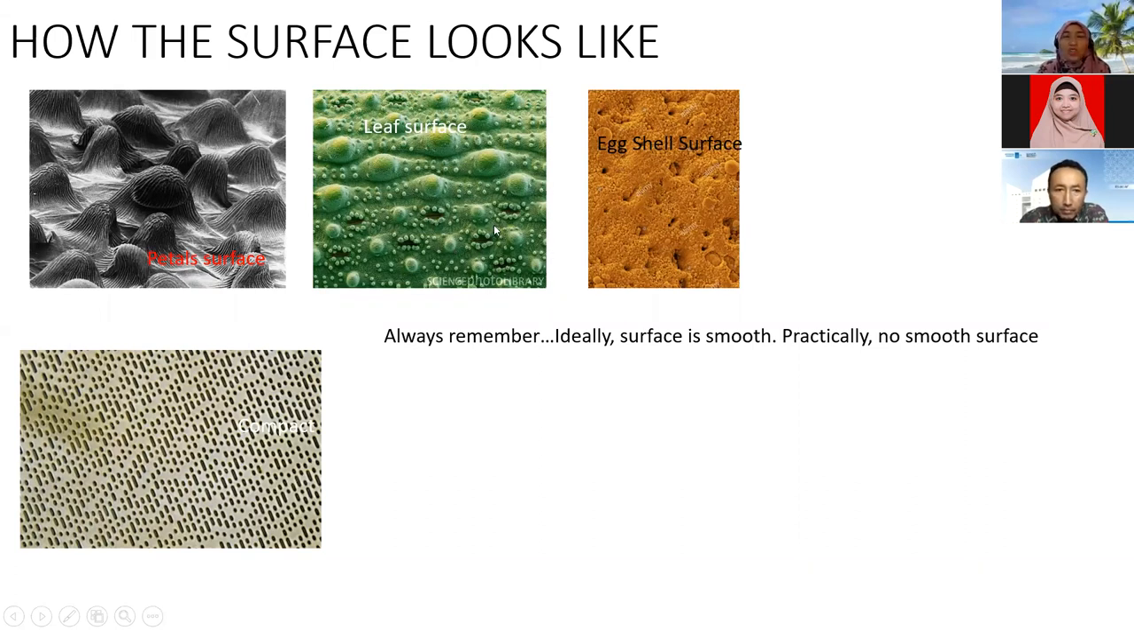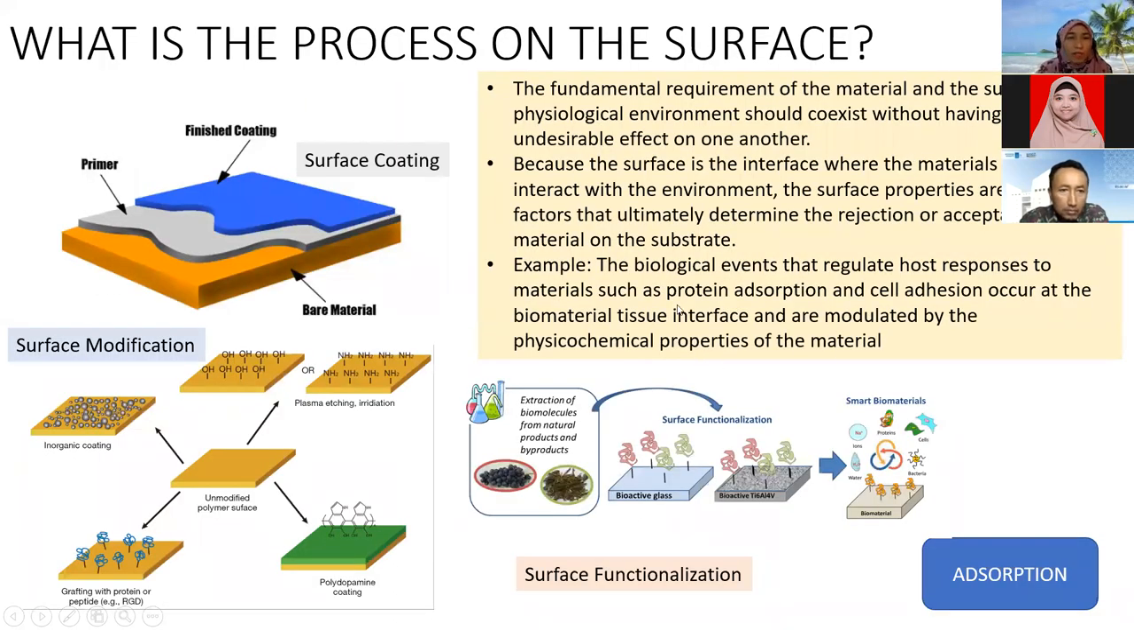We need it not to be smooth. Yes, there is surface that we can engineer this nowadays. With the smooth surface, however, the surface itself must have that one thing what we call a pore. So what is the process on the surface? So this is a process. So this is what happened.